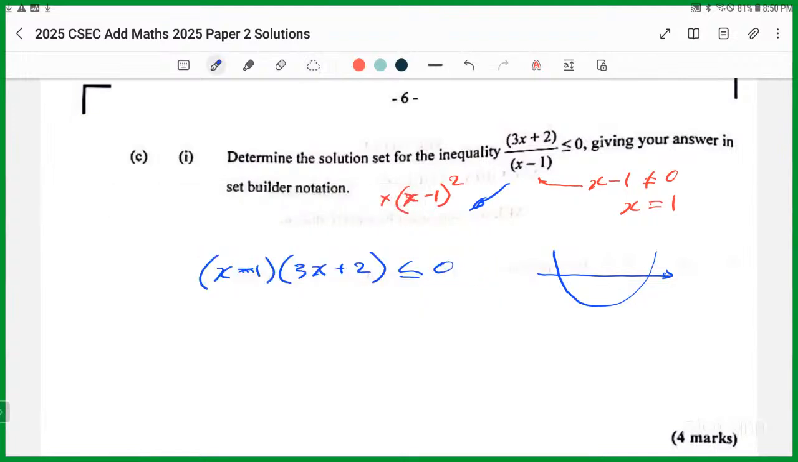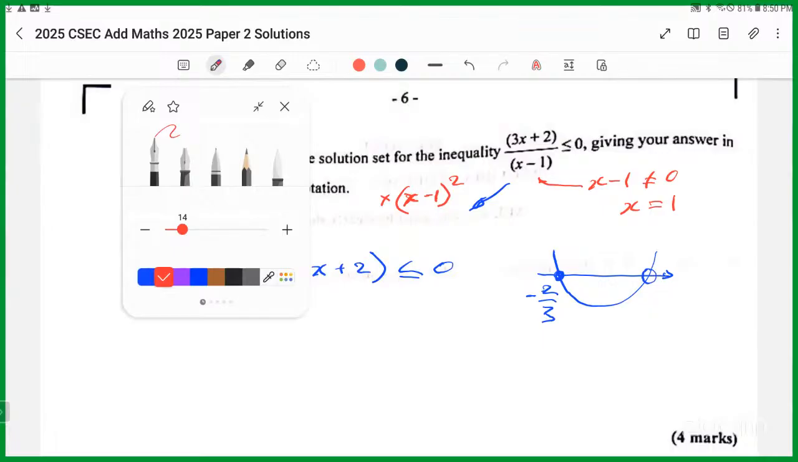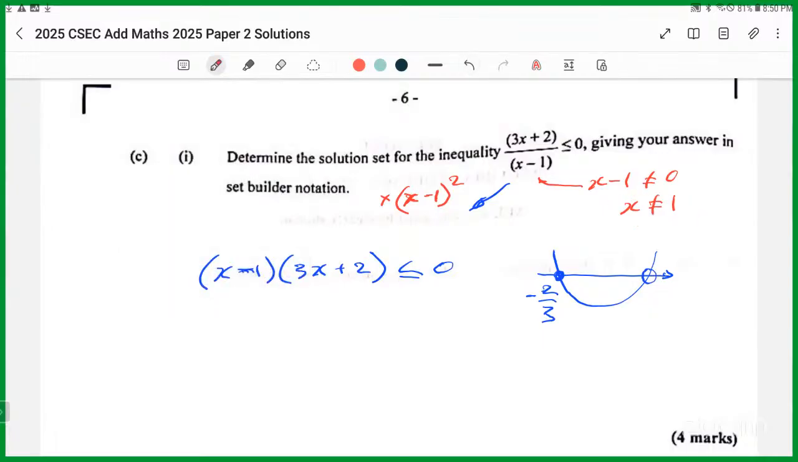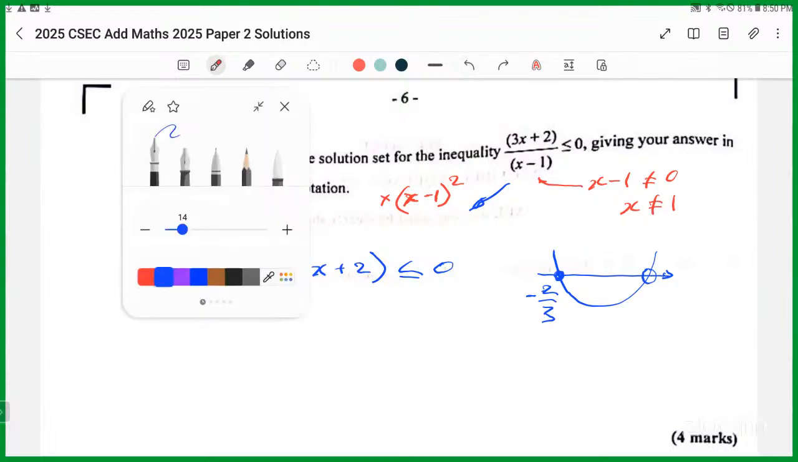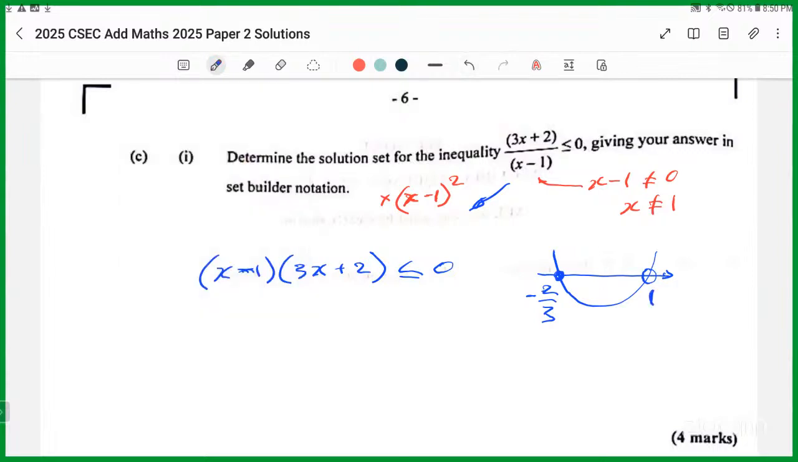All right. And as I said, the root from this factor will be negative 2 over 3 inclusive. So I'm putting a shaded circle here, negative 2 over 3. And the root from this factor will be 1. But I'm putting an unshaded circle here, and remember the x cannot be 1 up here. That's why I'm putting an unshaded circle on the 1. 1 is not a valid value.